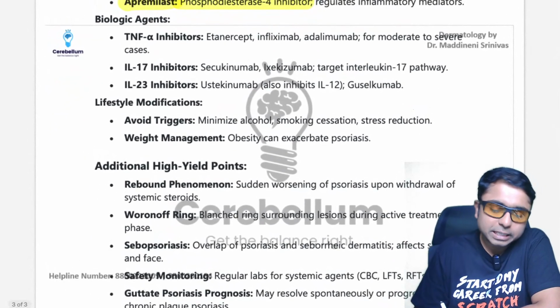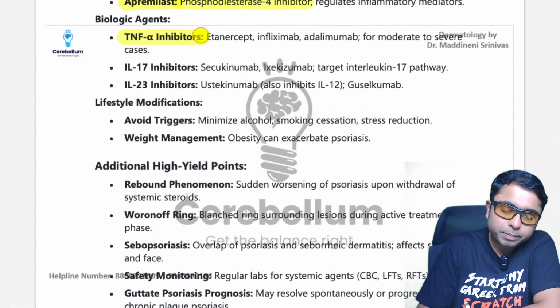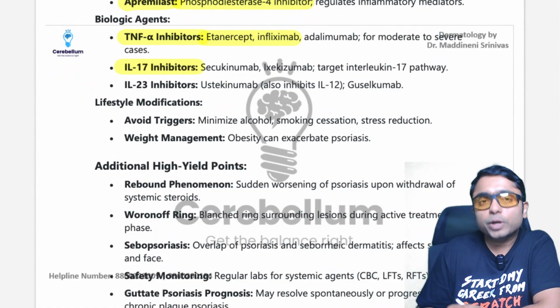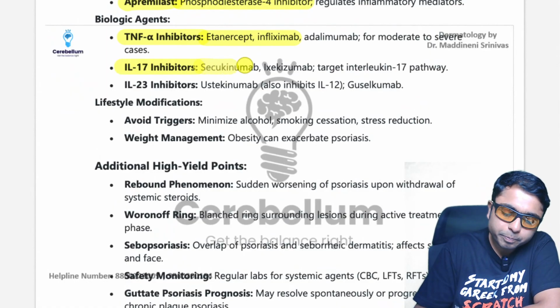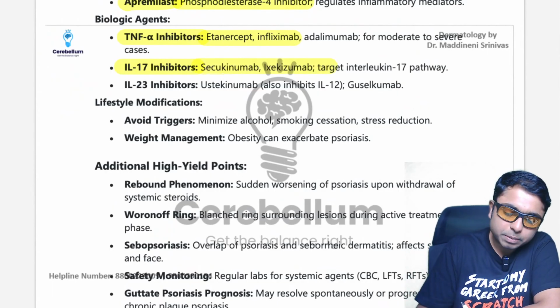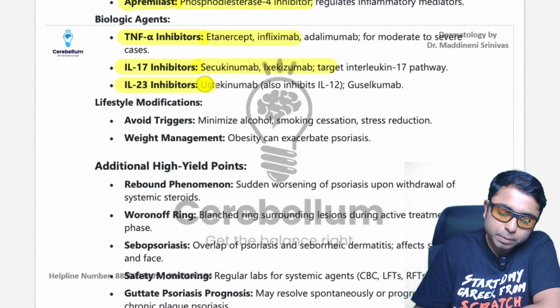There are various biological agents. You can just remember a few of them. Tumor necrosis factor alpha inhibitors: etanercept, infliximab. Interleukin 17 inhibitors: secukinumab, brodalumab, ixekizumab. Brodalumab is basically an interleukin 17 receptor antagonist; it acts on the receptor. Interleukin 23, you can remember ustekinumab.